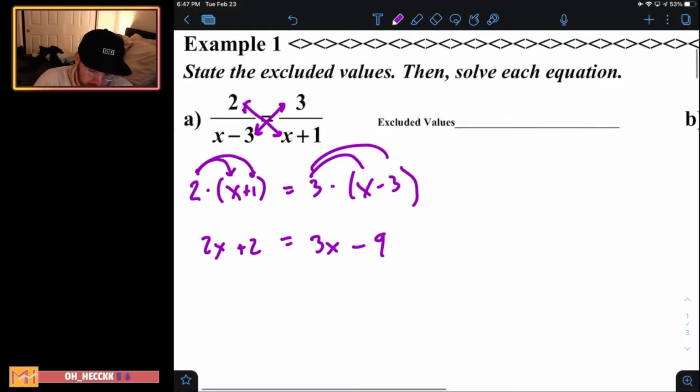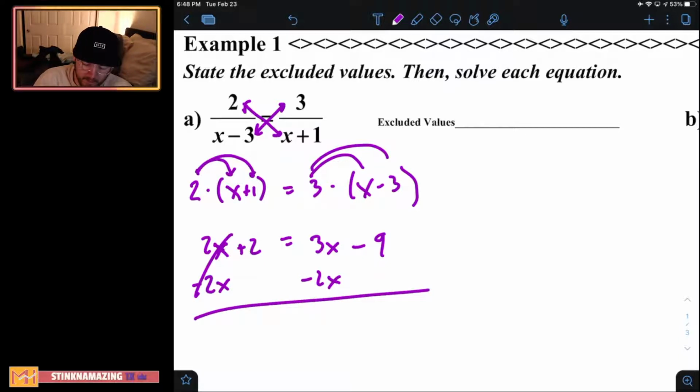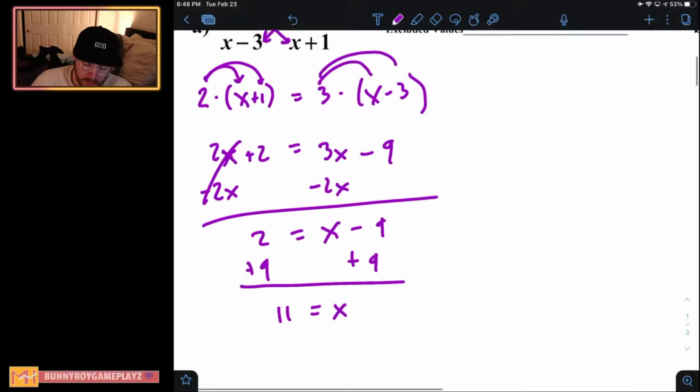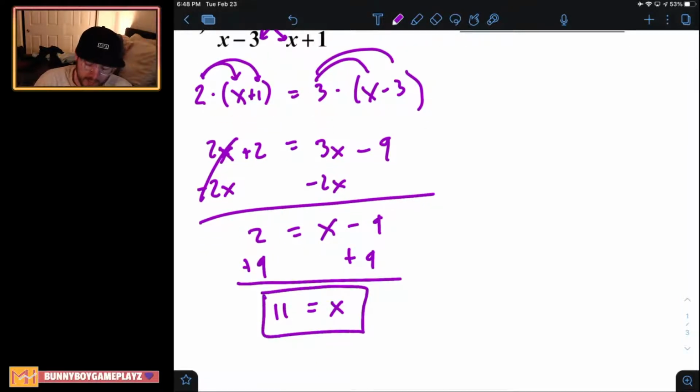Once we cross multiply, we've created an equation that's relatively simple. Get your like terms together. I'm going to subtract 2x from each side in order to cancel that out. So I have 2 equals 3 minus 2 is 1, so we have a single x minus 9. Then add 9 to each side. x equals 11. So our final solution is x equals 11.